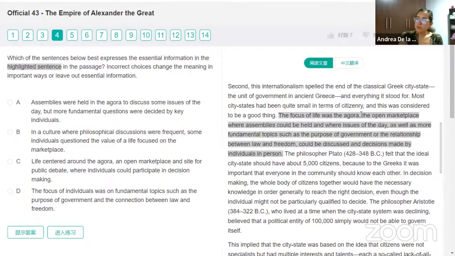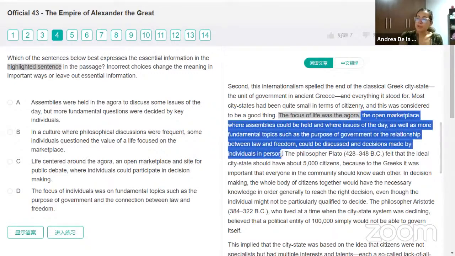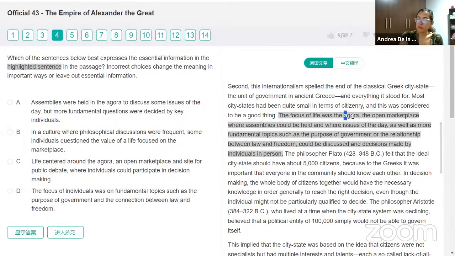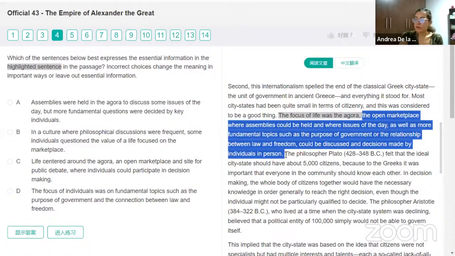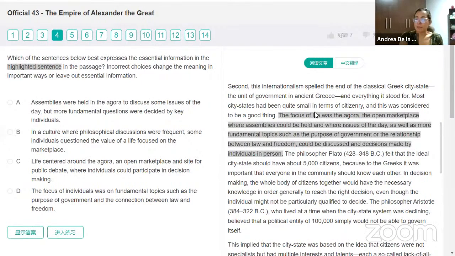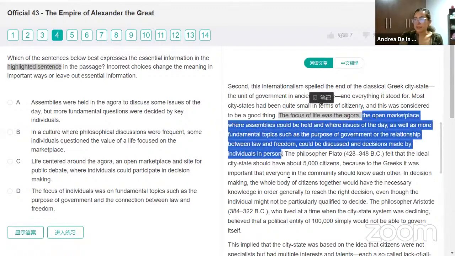Porque todo esto es una explicación de qué era este agora, ¿no? Todo esto es una explicación extra de qué era el agora. Pero si uno sabe, por ejemplo, qué es el agora, no es necesario toda esta explicación. Entonces, la idea principal es la primera. Dice, the focus of life was the agora. Hasta ahí es lo importante. Todo lo demás son extras, detalles.